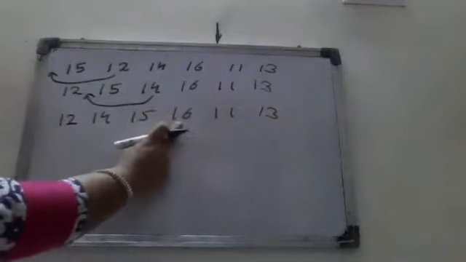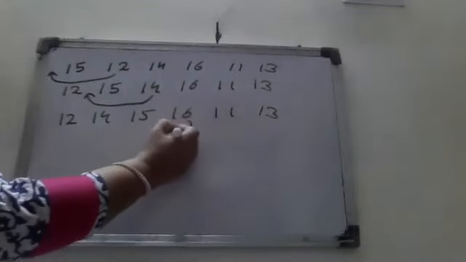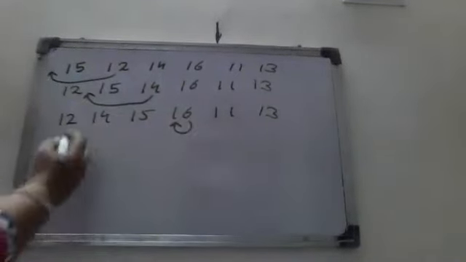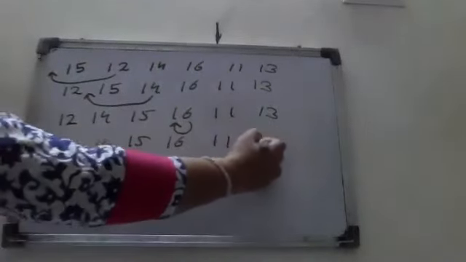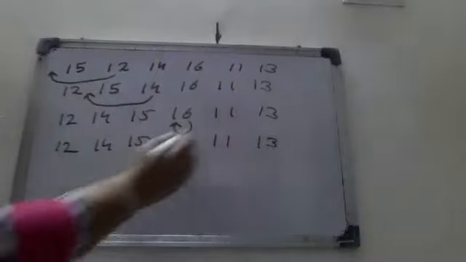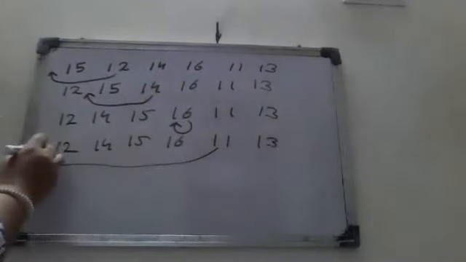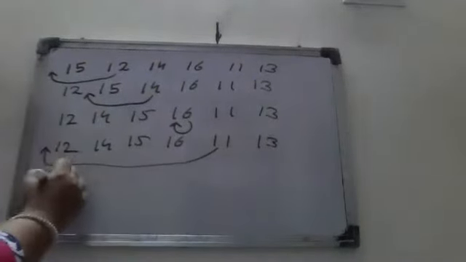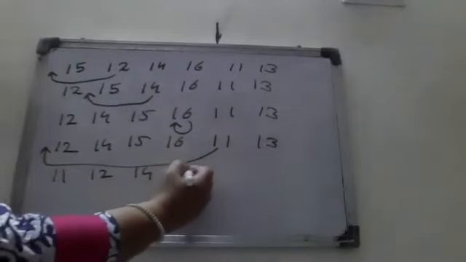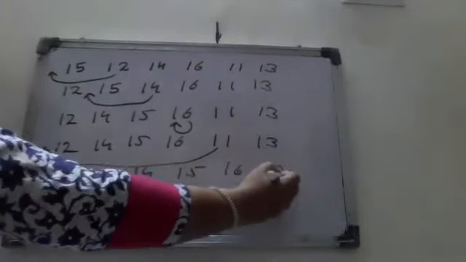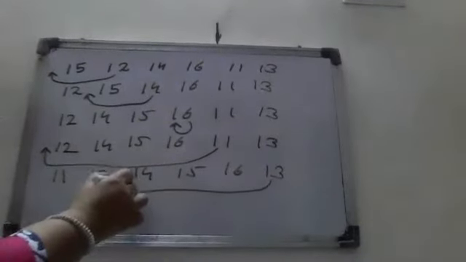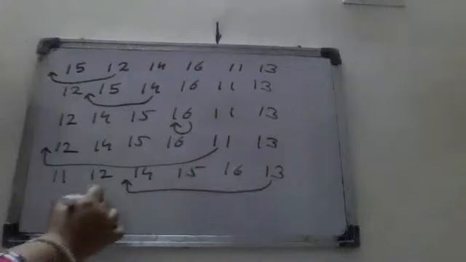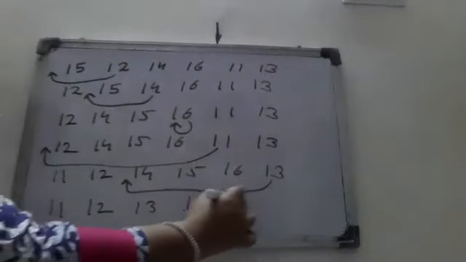Now the next value, 16. 16 is at the right place, so you just write the arrow here only. It means no swapping is there. I just put the value here only. Now 11, the right position is here. So I just write 11, 12, 14, 15, 16 and 13. So 13, the right position is here. So this is 11, 12, 13, 14, 15 and 16.